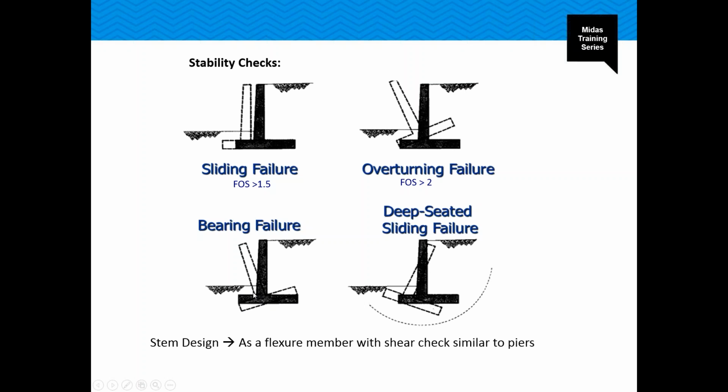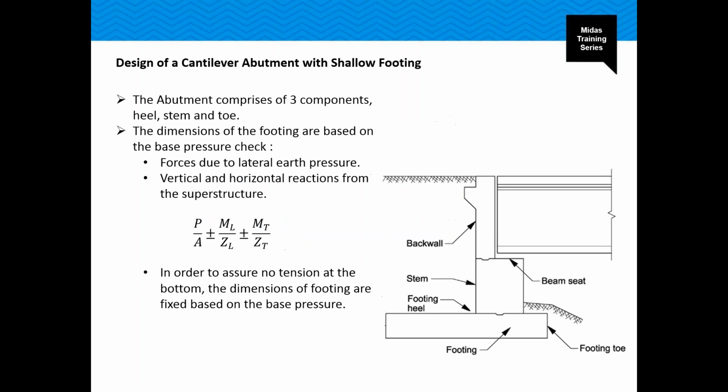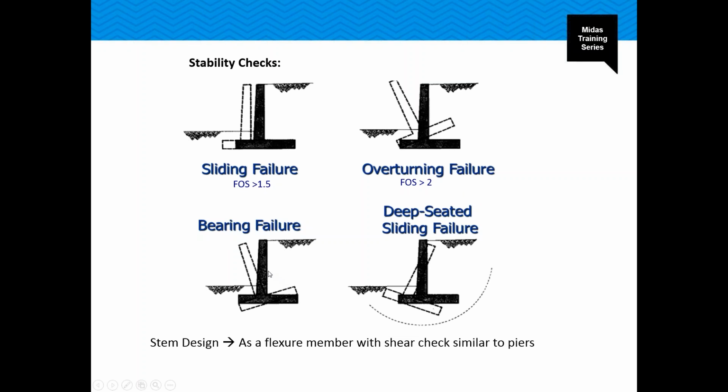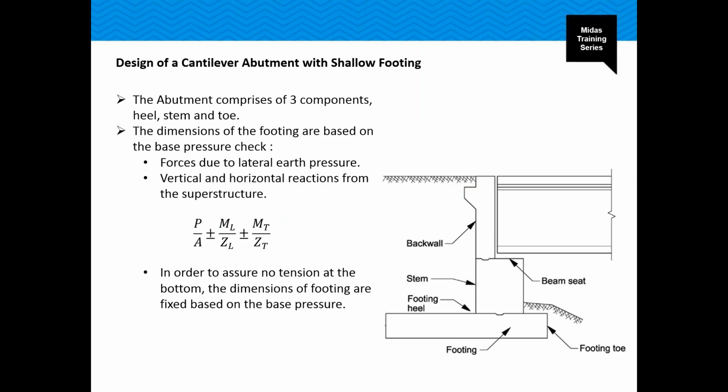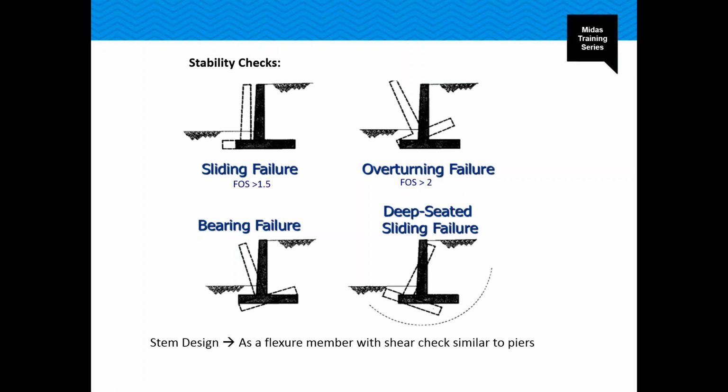Again, the maximum bearing pressures at heel and toe are calculated using this equation which I have shown earlier. So this is calculated and then they are compared with the ultimate bearing capacities, and towards the toe portion we ensure that there is no tension at the toe location.